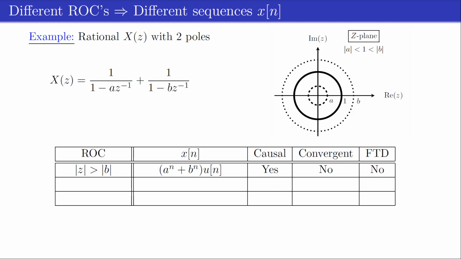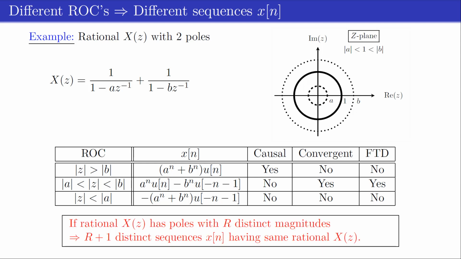FTD does not exist. On the other hand, if the region of convergence is described by the inner circle with radius a and outer circle with radius b, the resulting second sequence x[n] is given in the second row of the table, which is a non-causal convergent sequence from which the FTD exists. Finally, when the region of convergence is described by the region inside a circle with radius a, the resulting third sequence is given in the third row of the table, which is a non-causal diverging sequence from which the FTD does not exist.